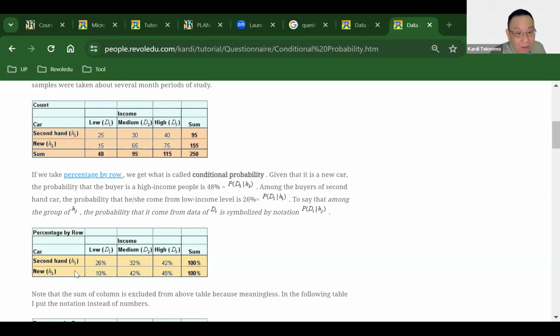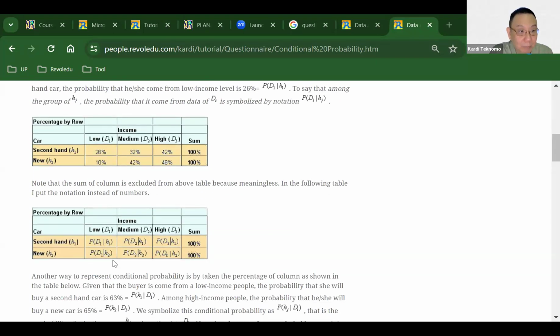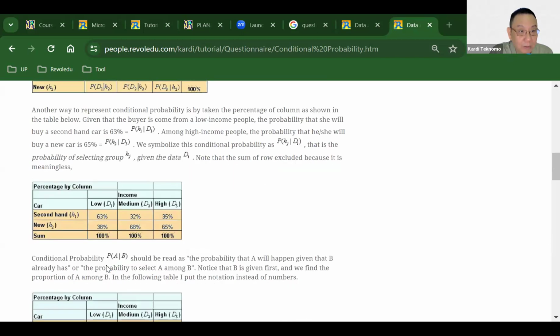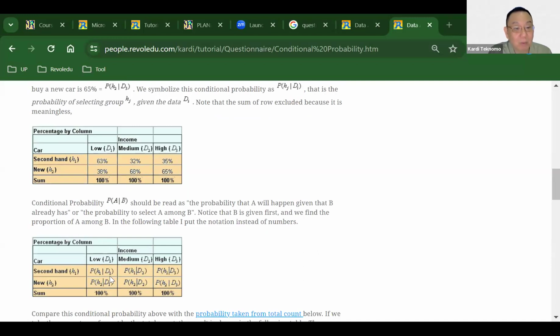10% here, given that they are new car. Okay. What is the probability that the buyer comes from low income? Is it clear? Okay. When you put down, from this down, and then you divide by the sum of each column. So 25 divided by 30, 30 divided by 5, 40 divided by 115. So you get percentage by column. Right? So percentage by column, that is exactly the same as conditional probability also.